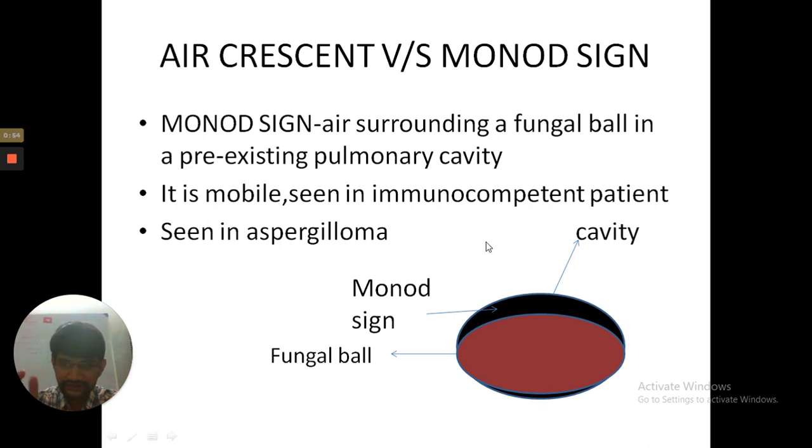So what is the difference? It changes its position when the patient is asked to lie prone. The fungal ball gets shifted upward. That means it's mobile, and it is usually seen in immunocompetent patients. Okay, and the most common cause is aspergilloma. The difference is it is mobile with the change in position of the patient, and it is seen in aspergilloma, usually in immunocompetent patients. Okay, that is the difference between the air crescent and Monod sign.